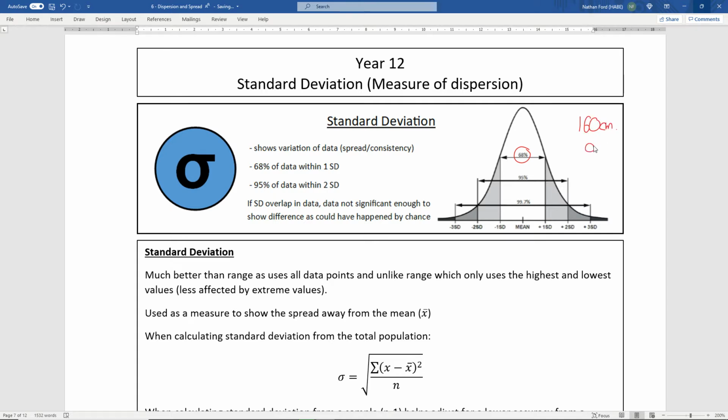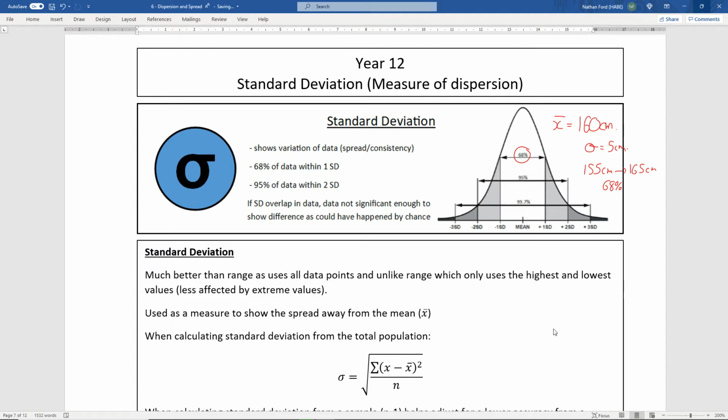if I had a standard deviation of 5 centimeters, that means that 68% of my class will be between 155 centimeters to 165 centimeters. So this will be 68% of the data, because that's what one standard deviation is. So it's one above and one below the mean.